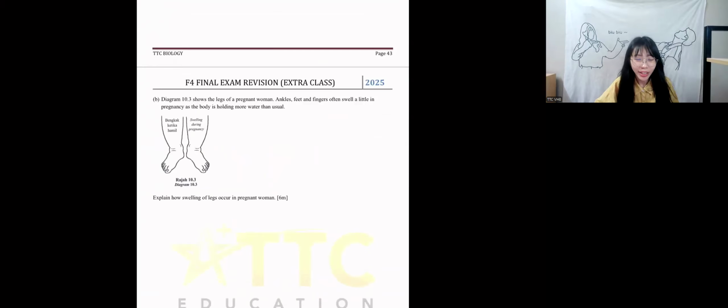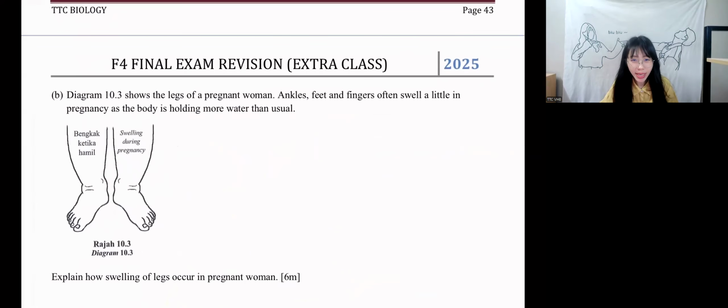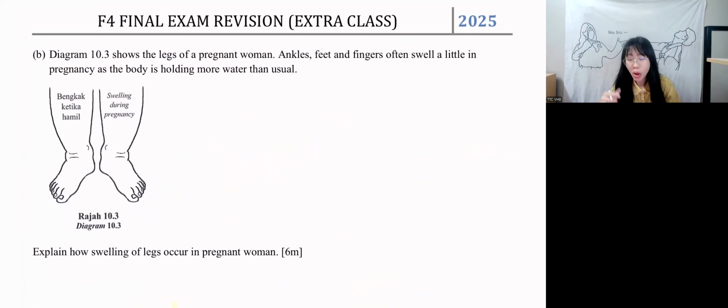Okay, next. Diagram 10.3 shows the legs of a pregnant woman. Ankles, feet, and fingers often swell a little in pregnancy as the body is holding more water than usual. Explain how swelling of the legs occurs in pregnant women. Actually, pregnant women and people who are paralyzed have this problem. It's called edema. For pregnant women, after they deliver the baby, it should be fine, because when a person is pregnant, movement is quite limited as it's very heavy to carry a baby. The baby also has amniotic fluid, so the fluid increases in volume. Edema is water retention. It's very normal in pregnant women.